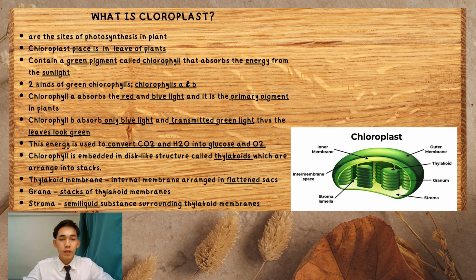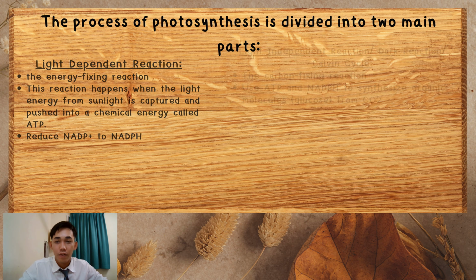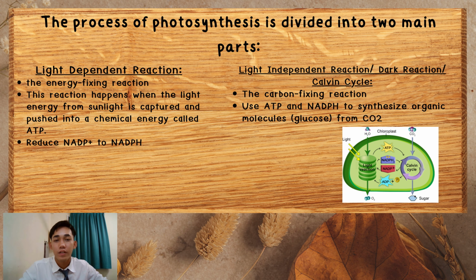As we can see on the right of the slide, we can see the structure of chloroplasts. For information, the process of photosynthesis is divided into two main parts. First, the light-dependent reaction. It is the energy fixing reaction. This reaction happens when the light energy from sunlight is captured and converted into chemical energy called ATP. It will reduce NADP+ to NADPH.